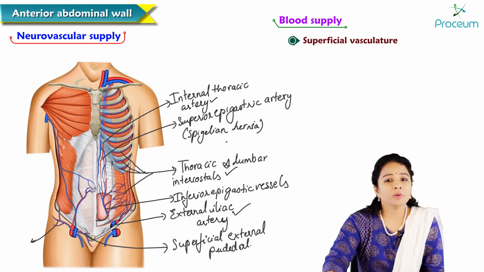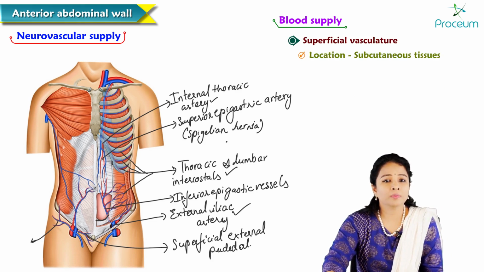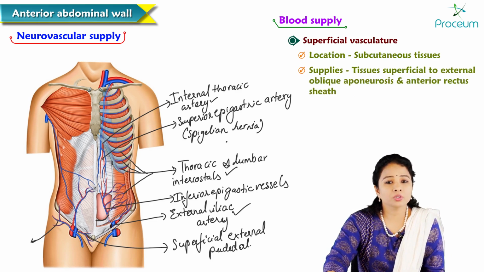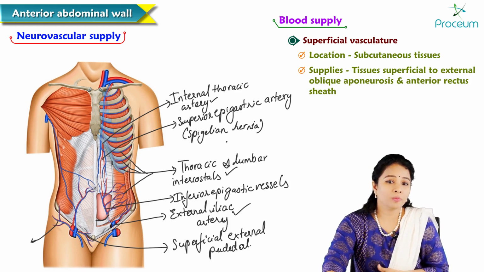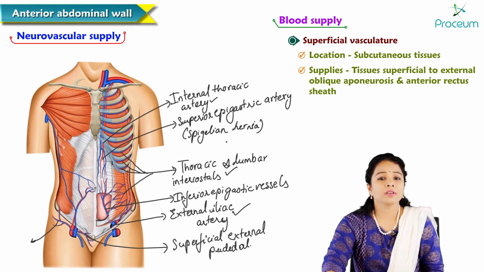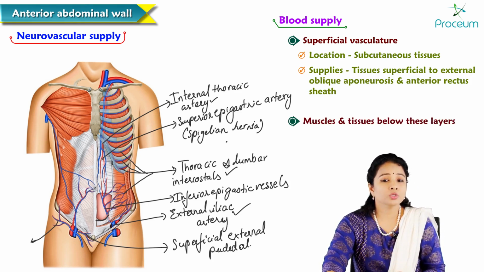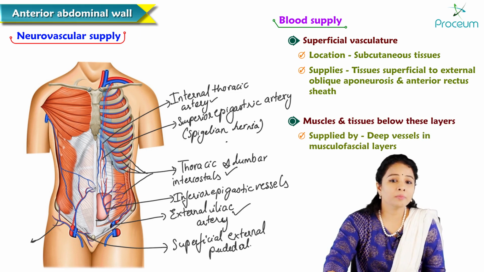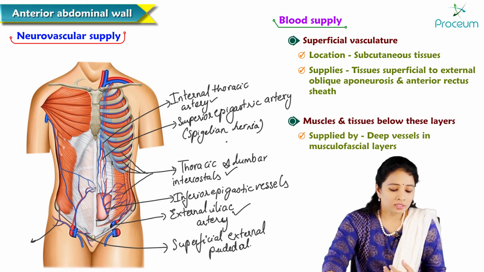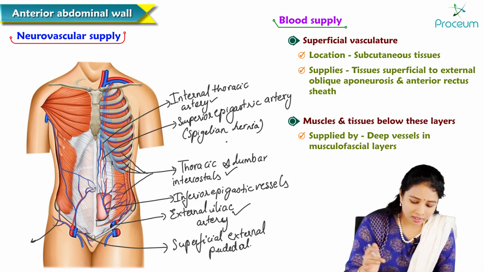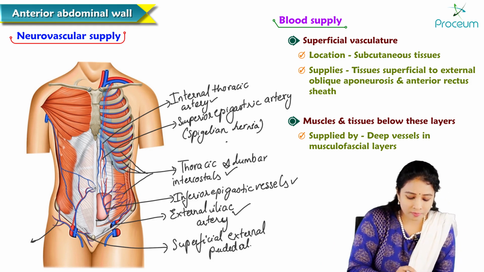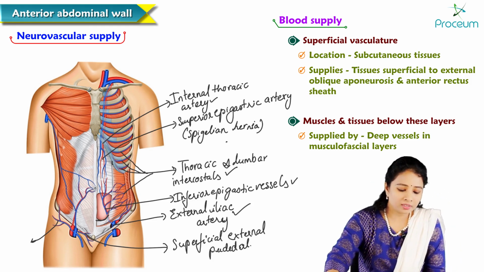The superficial vasculature is located in the subcutaneous tissue and supplies the tissue superficial to the external oblique aponeurosis, that is, superficial to the anterior rectus sheath. Whereas the muscles and the tissues below these layers are supplied by the deep vessels that are located in the myofascial layers. So let us list out the deep arteries first. Inferior epigastric arteries. So here are the inferior epigastric vessels and the superior epigastric arteries.